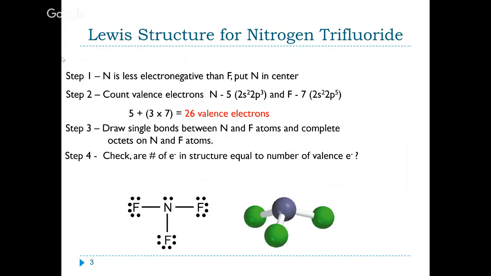Do we have the correct number of valence electrons? If we do our electron count and we go through fluorine with its 6 dots and single line, each of those is 8. So 8 times 3 is 24, plus the 2 dots on nitrogen gives us 26.